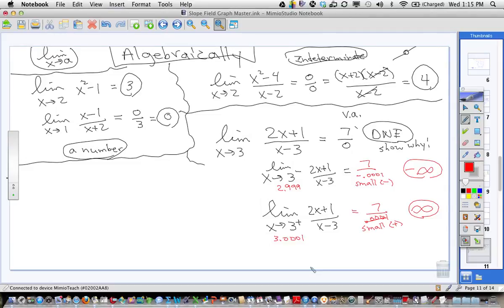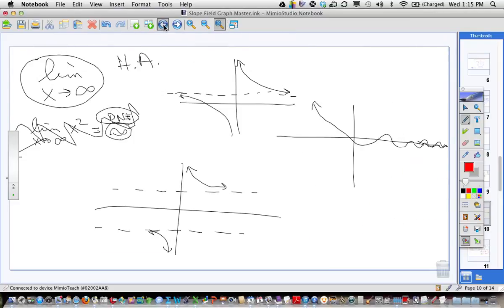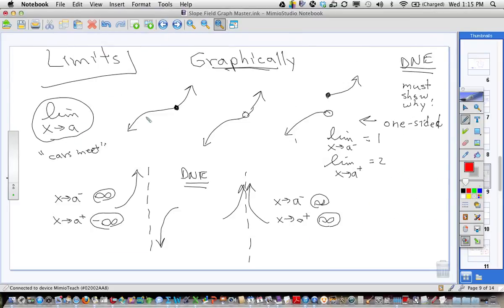Last thing. Let's look at what we did here. Graphically we said, what about as x approaches a? Well, that's: do the cars meet? Might be a hole, that's like the 0 over 0 situation. If the cars don't meet, we've got to say why. On the left it was here, on the right it was here. Left, this one went up there; right, that one went down there. So these pictures are like the one we just did, okay?